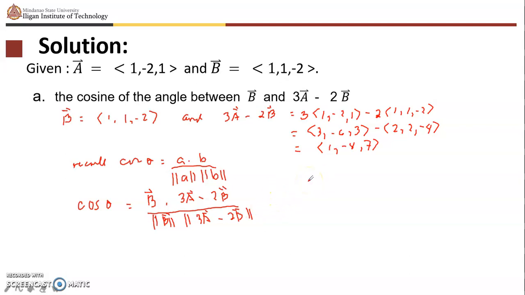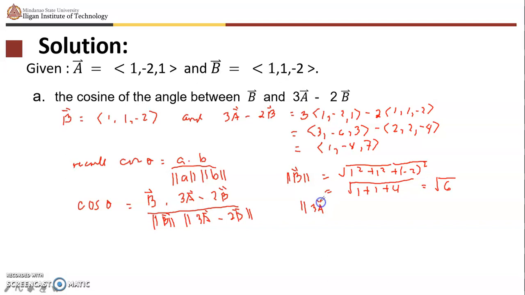Now, because we need the magnitude of B, we can also solve here the magnitude of B. What's the magnitude of B? From our formula, it is actually equal to the square root of, if B is 1, 1, negative 2, 1 squared plus 1 squared plus negative 2 squared. And that's equal to the square root of 1 plus 1 plus 4, or that's equal to the square root of 6.